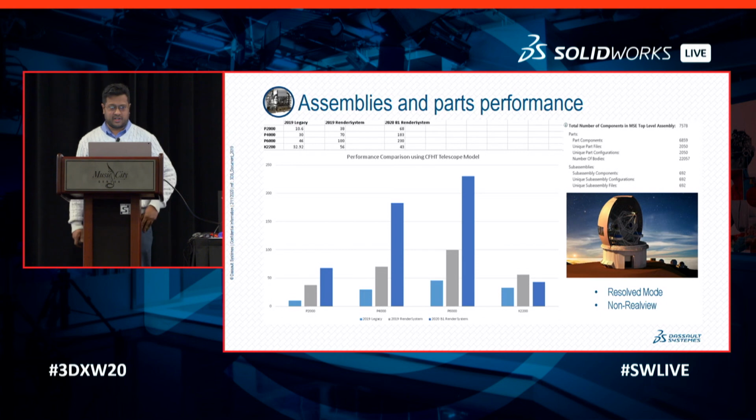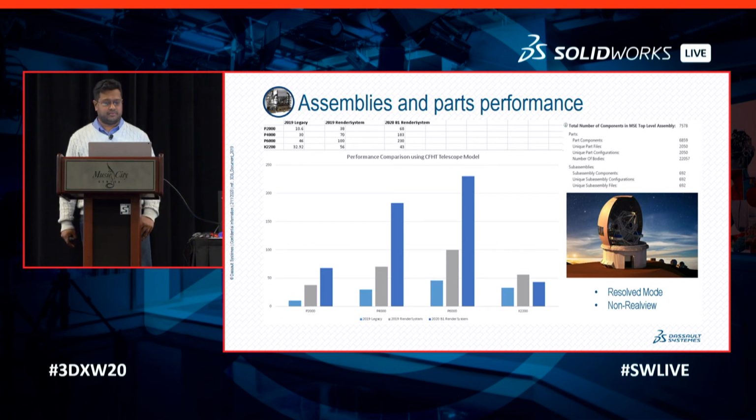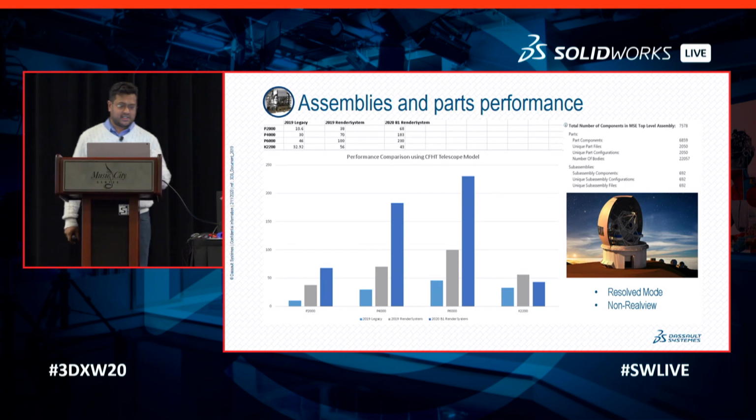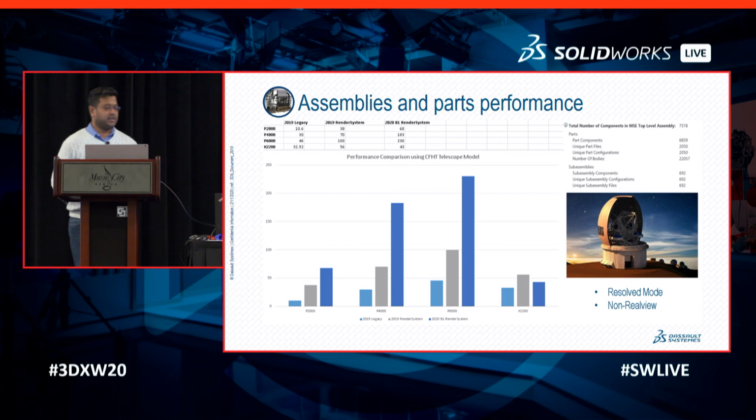And if you take a look at some of the numbers for assemblies and parts, this is the CFH telescope model that we can show publicly. We have around 6,800 odd parts, components. There are about 22,000 bodies, and from benchmarking, I know it's got more than 16 million vertices. And you can see that for comparing apples to apples, this is legacy with the level of detail turned off, because the render pipeline doesn't use a level of detail. The light blue bar represents the legacy. The gray one represents SolidWorks 2019 with the render pipeline in beta, and then the dark blue is the render pipeline in SolidWorks 2020. And you can see that there's a nice scaling in performance. And this was a benchmark that was done in resolve mode and in non-RealView.